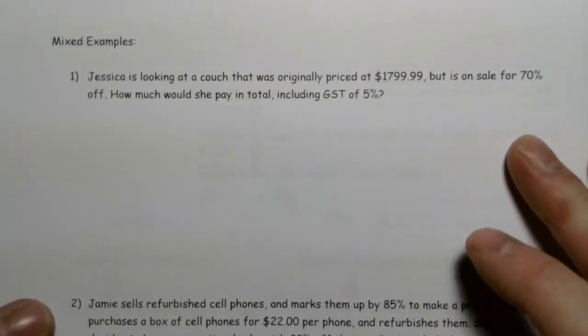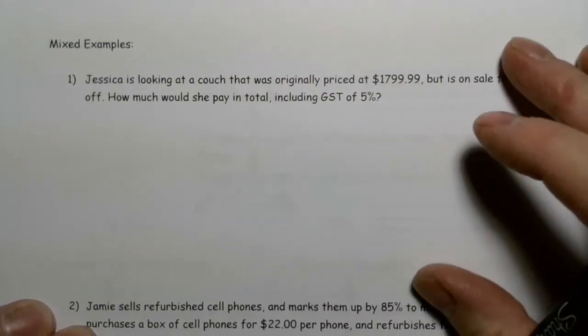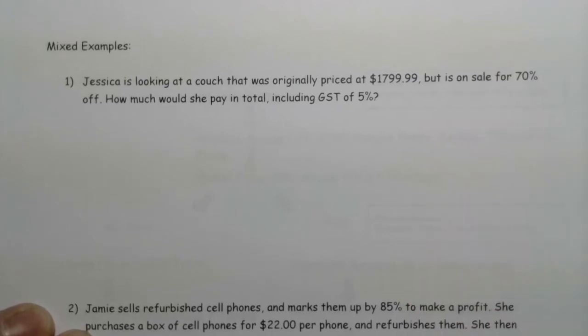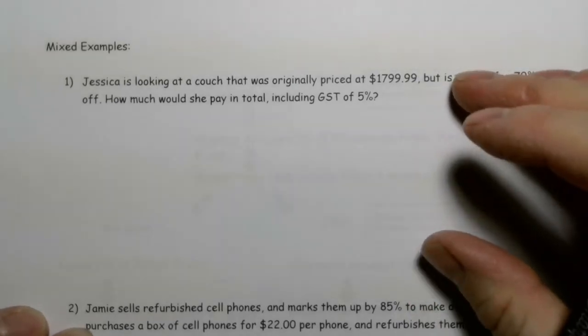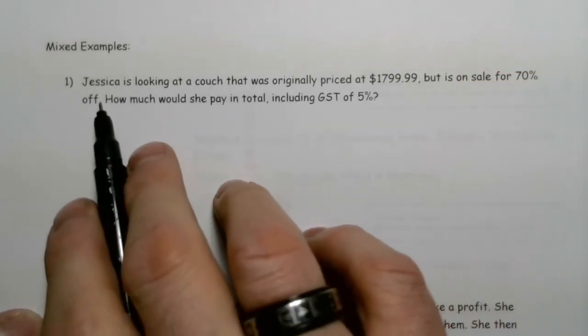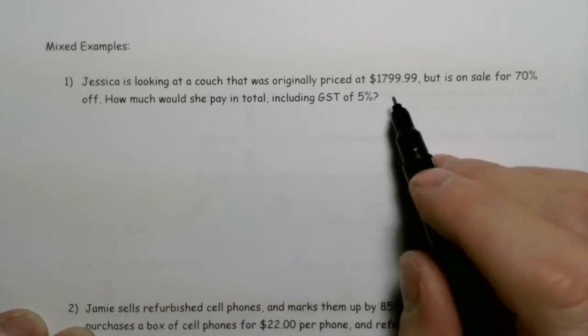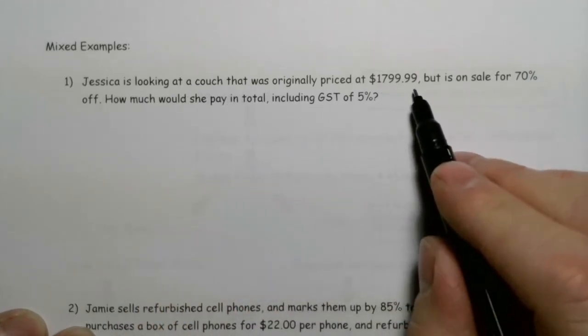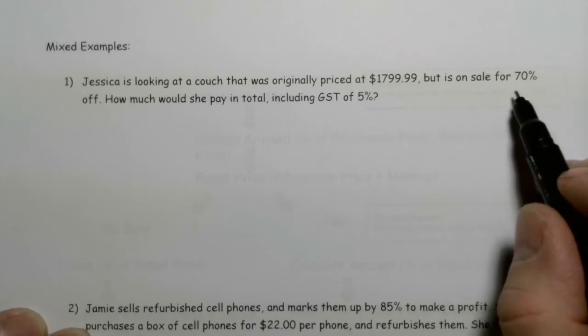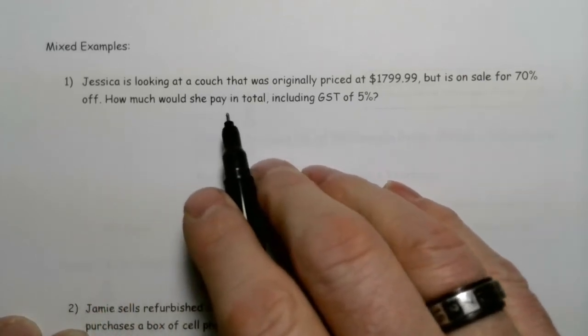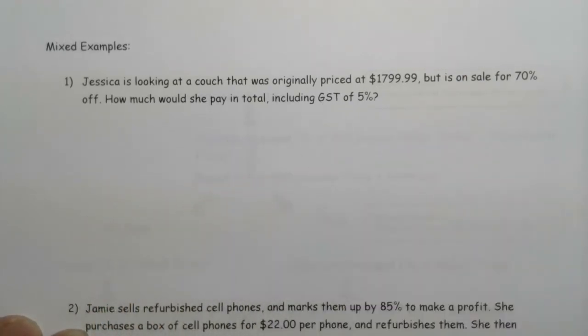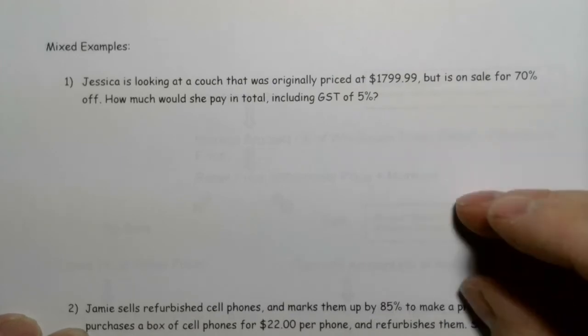Now we're going to take a look at just some mixed examples here where there isn't a lead-in to what kind of question this is going to be. So Jessica is looking at a couch that was originally priced at $1,799.99, but is on sale for 70% off. So how much would she pay in total, including GST of 5%?